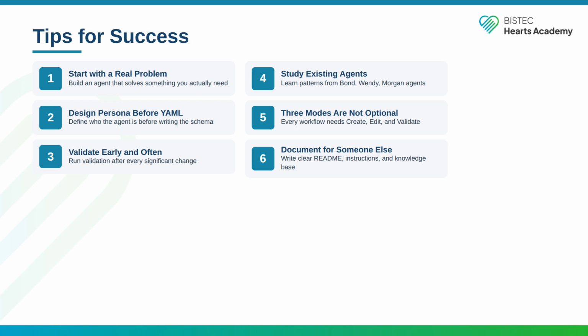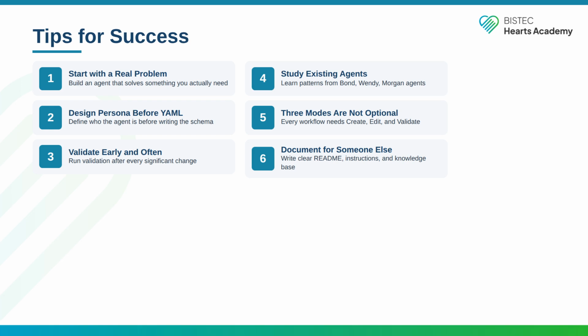Third, validate, and often. Running validation after every significant change is far more efficient than waiting until the end. Validation errors are easier to fix when you've only changed one thing. Waiting until the end leaves you with a pile of errors and no idea which change caused which error.